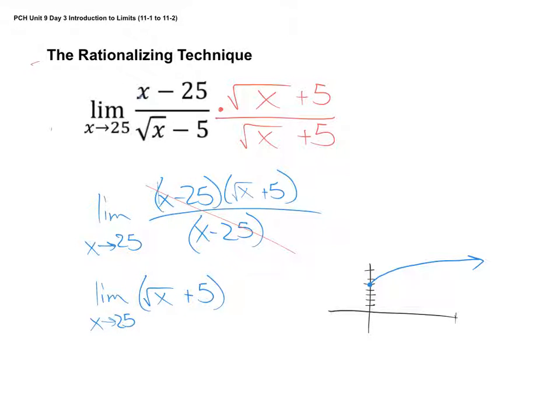When x is 25, we have the square root of 25 plus 5. So that's going to give us 10. Alright? I have a question in this one.